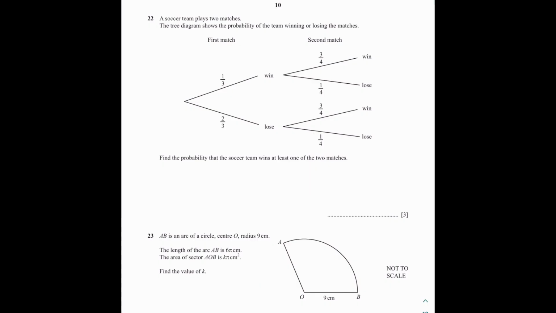A soccer team plays 2 matches. The tree diagram shows the probability of the team winning or losing the matches: 1 over 3, 2 over 3, 3 over 4, 1 over 4, 3 over 4, and 1 over 4. Win, lose, win, lose, win, lose. Find the probability that the soccer team wins at least one of the 2 matches.